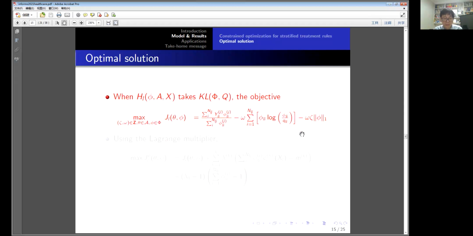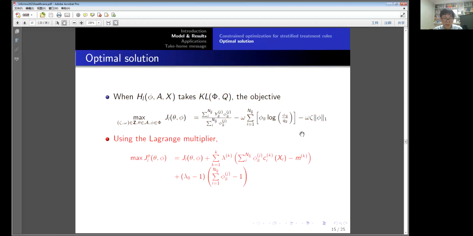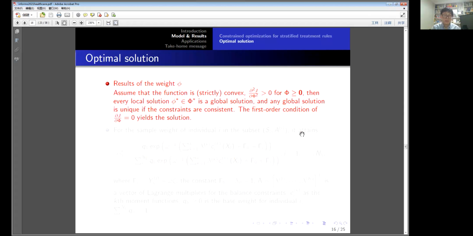With that objective function, when the H L takes the KL divergence, the objective function can transfer into this one. To solve this model using the Lagrange multiplier, the model can be solved with the following equation. In this model, the constraints are integrated into the objective function with the Lagrange multiplier. Assume that the function is strictly convex.